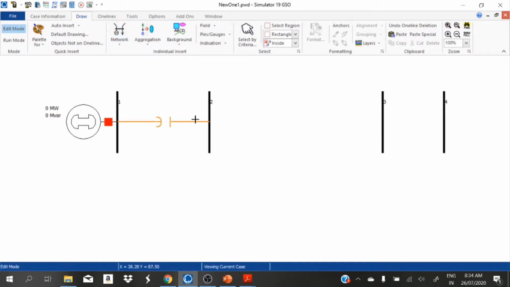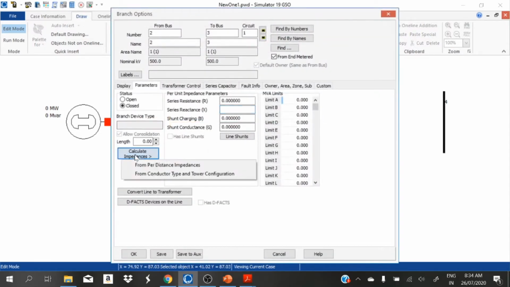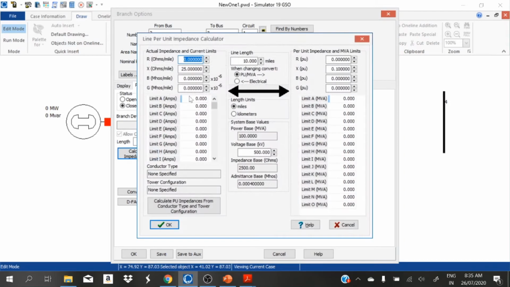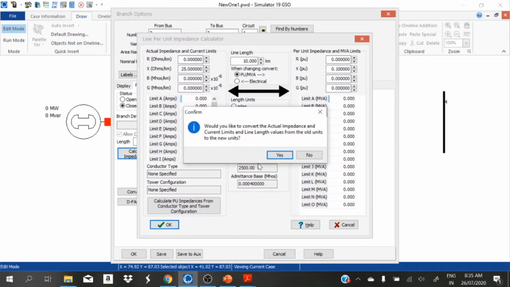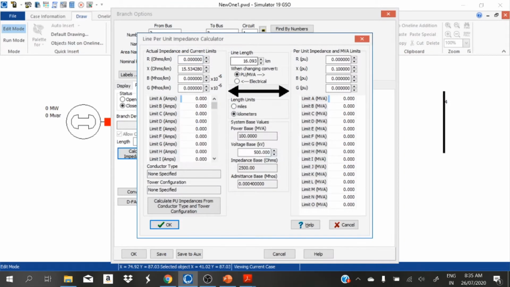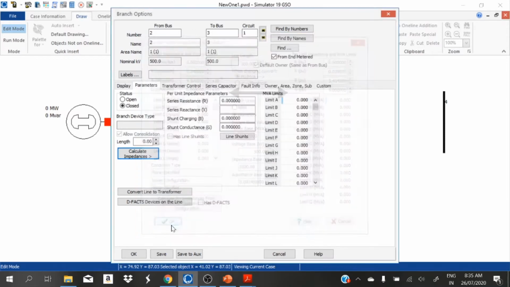Now I connect a transmission line between bus 2 and 3. Use calculate impedances. Here I have taken a 300 kilometer length line, which has a series reactance of 0.34 ohms per kilometer, and shunt admittance of 4.5 × 10^-6 Siemens per kilometer.